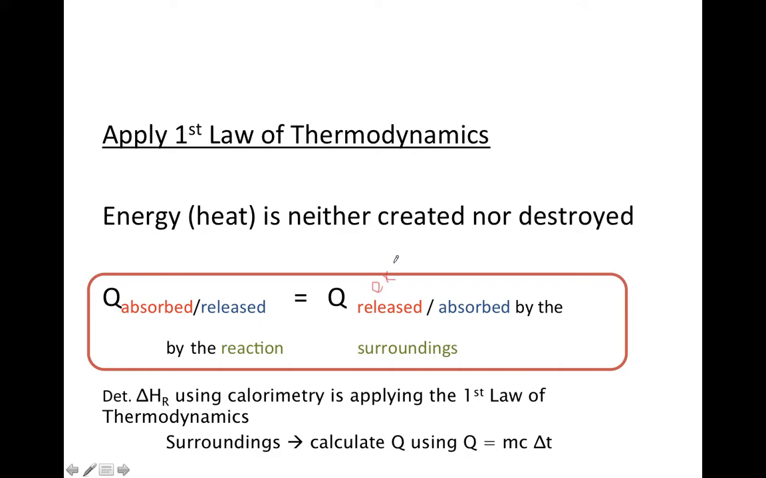So this would be an endo. And if the water absorbs and increases in temperature, it's an exothermic. So let's look at how we would actually do this in a question.